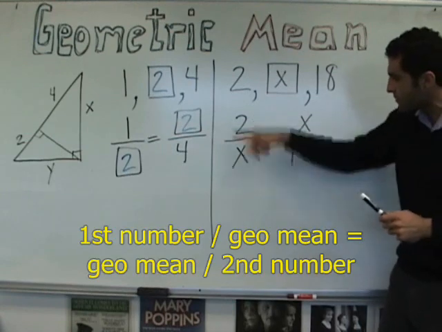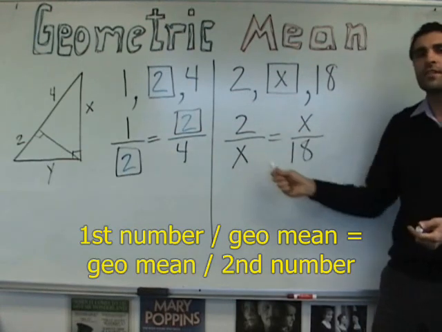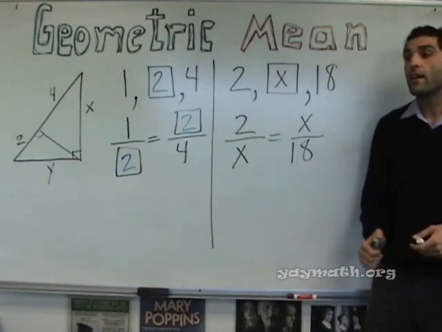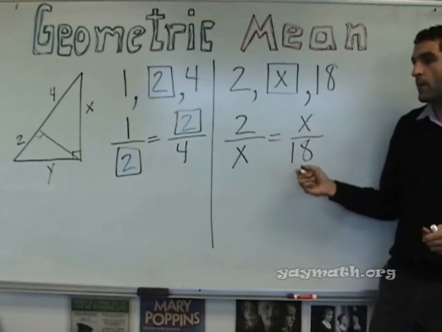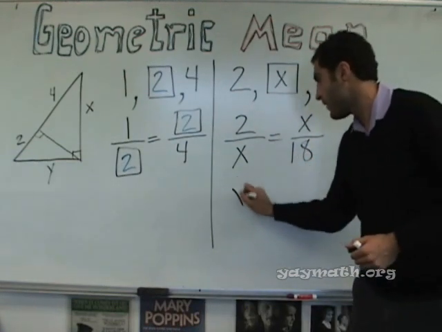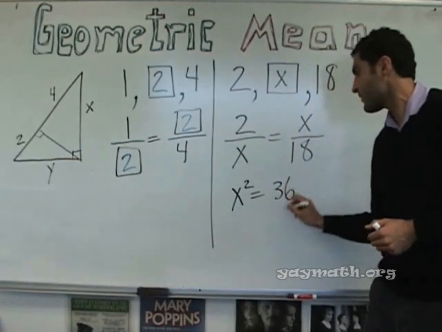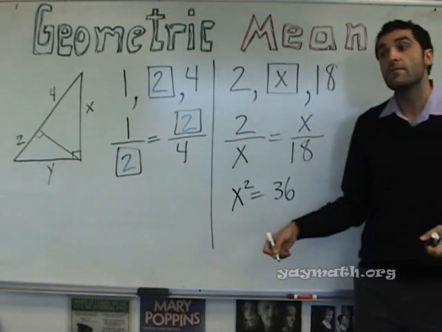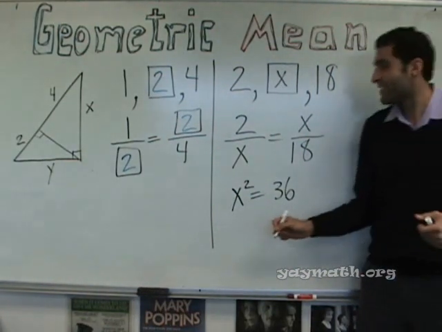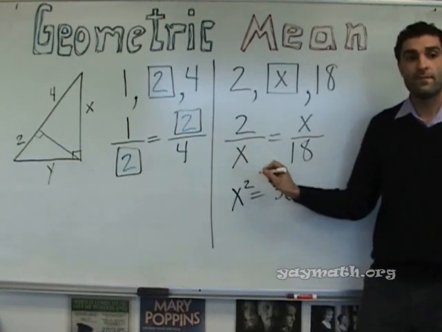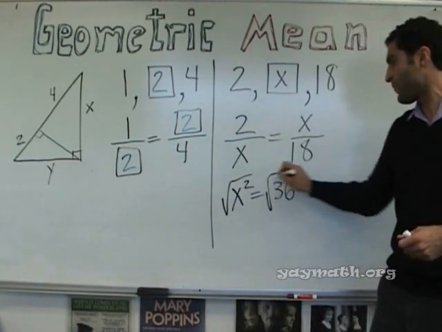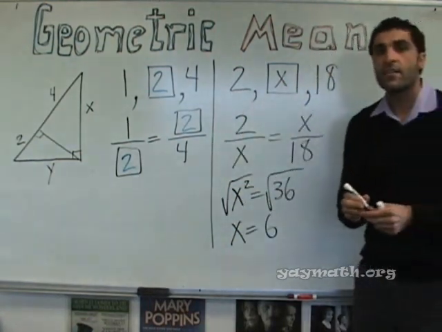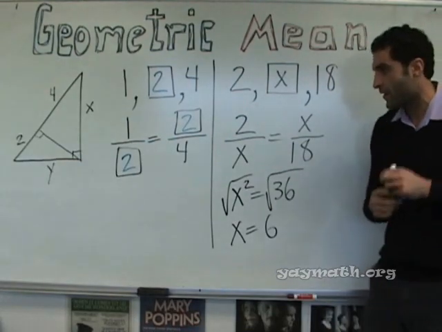It involves ratios, okay? So now you know how to do this. What's the way to solve this? Cross multiply, and you get what equals what? You get x squared equals 36. What do you do to both sides? Square root. You guys can speak up, we're in the library. x equals 6. So there it is. That's the geometric mean. That's what it's called.